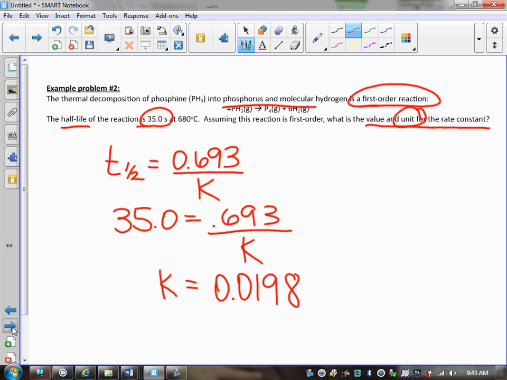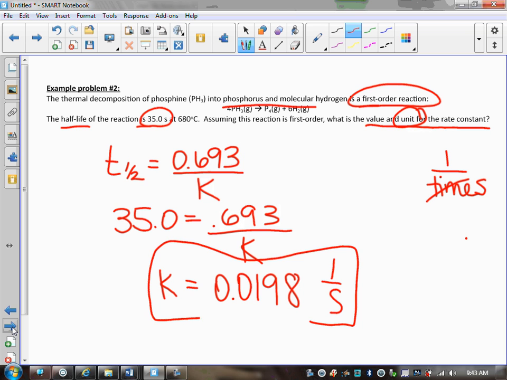Now, you know that if something is first order, then its unit for k is 1 over time. And in this problem, the time is given in seconds. So your unit is going to be 1 over seconds, just like any first order reaction will be. So it really is as straightforward as that. Again, take a look at how the equation was derived, because it can be very useful in other contexts to use that idea that we did in there. But the equation itself is simple enough to just be using by itself.